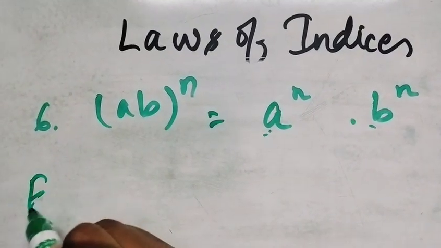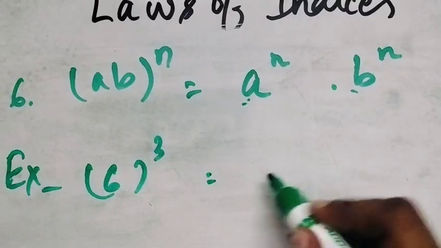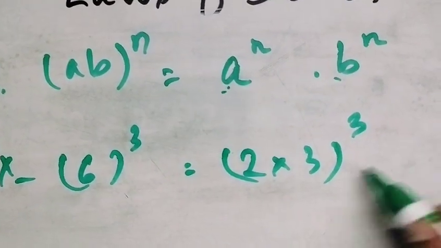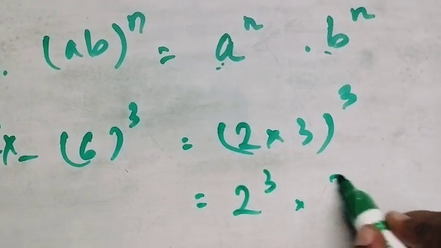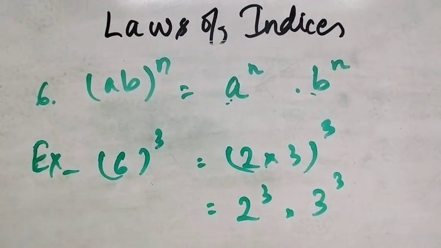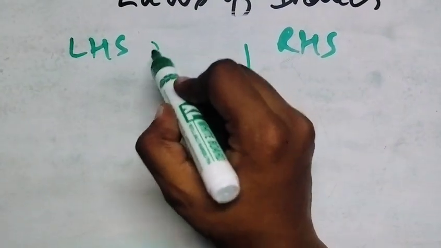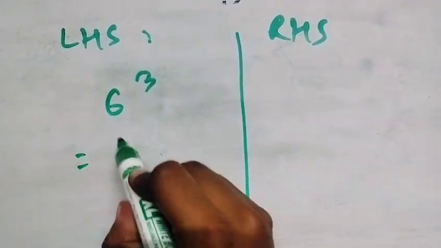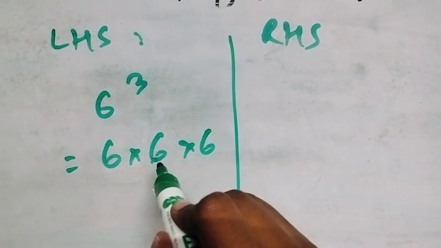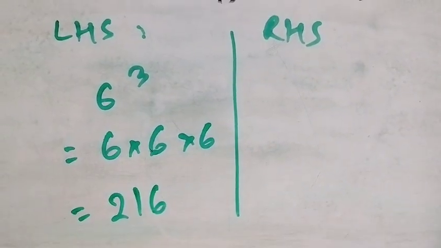Let's consider an example. Let's say you have 6 cube. You can write it as 2 multiplied by 3 cube, or 2 cube multiplied by 3 cube, as per the law. We can also go ahead and prove this. Let's go ahead with the LHS. The LHS was 6 cube. 6 cube is basically 6 into 6 into 6. So 6 times 6 is going to give you 36. Multiply it with one more 6. You will be getting 216 as your answer.